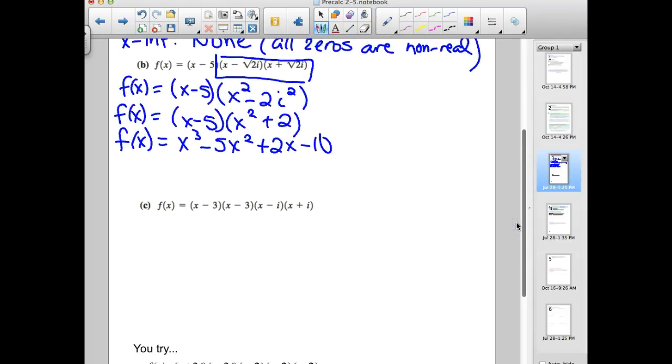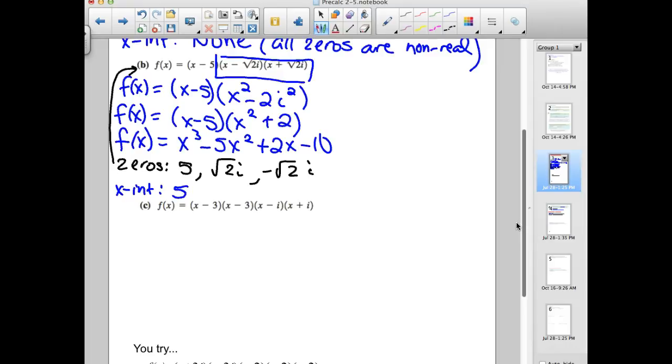All right, so our zeros. Going back to our original expression, our zeros are 5, positive root 2i, and negative root 2i. And then x-intercepts. The only one that's going to show up as an x-intercept would be the real one. So our x-intercept would be 5.